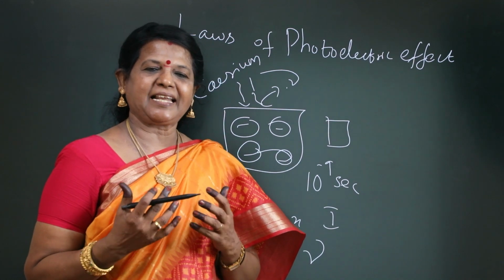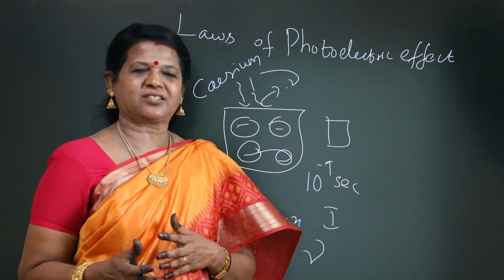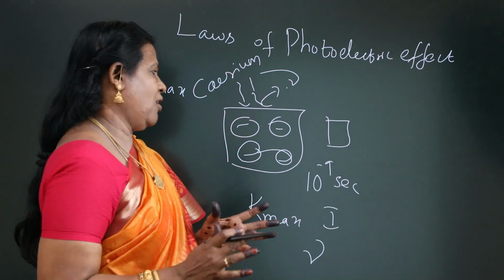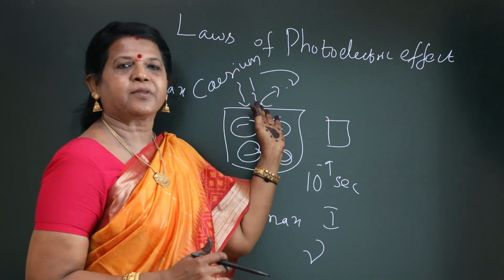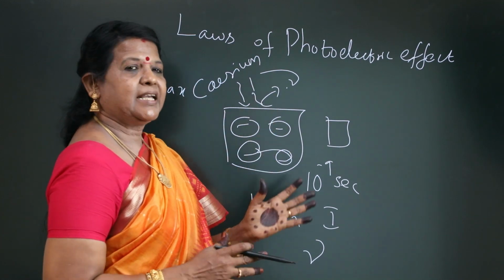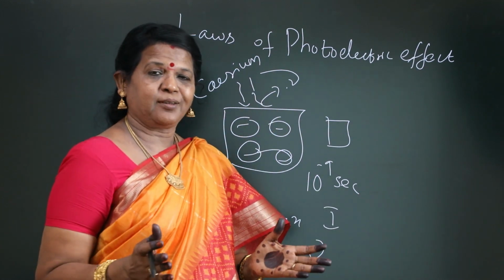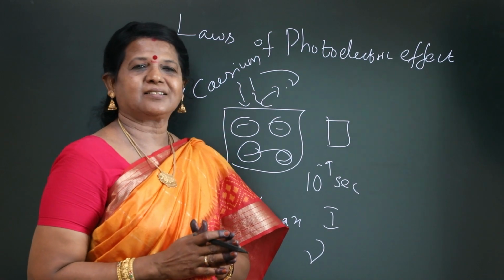The third point is that the time interval between the incidence of light and the ejection of the photoelectron is very long. That is, when light is falling on the surface of the cesium metal, it takes more time to release the photoelectron.